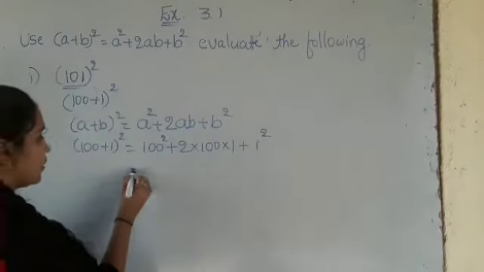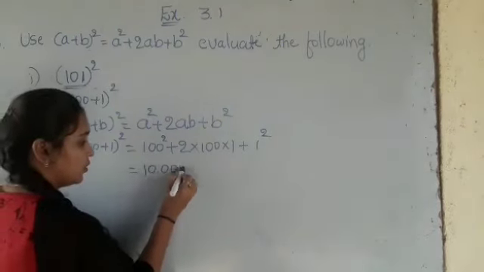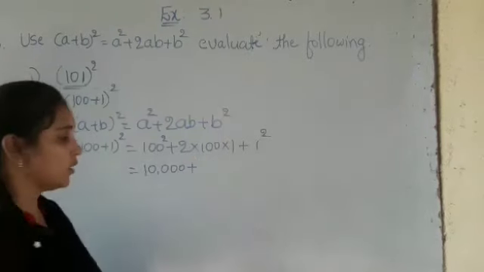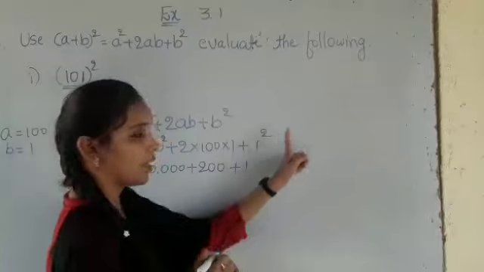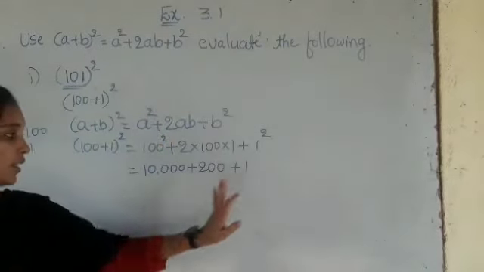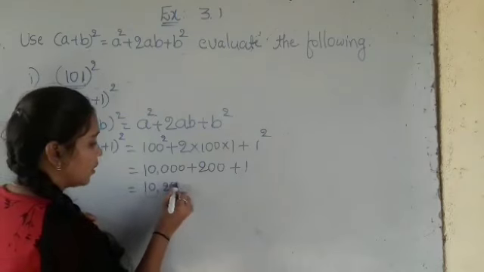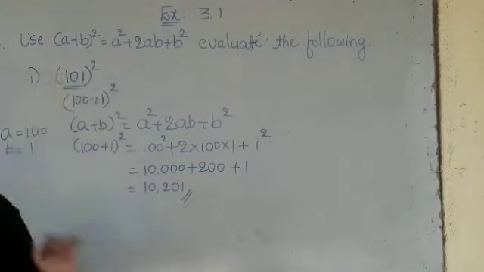So then, what is 100 square? 100 square is 10,000, plus 2 into 100 into 1 is 200, plus 1 square is 1. So by adding these values we get 10,201. So this is the value of 101 square.